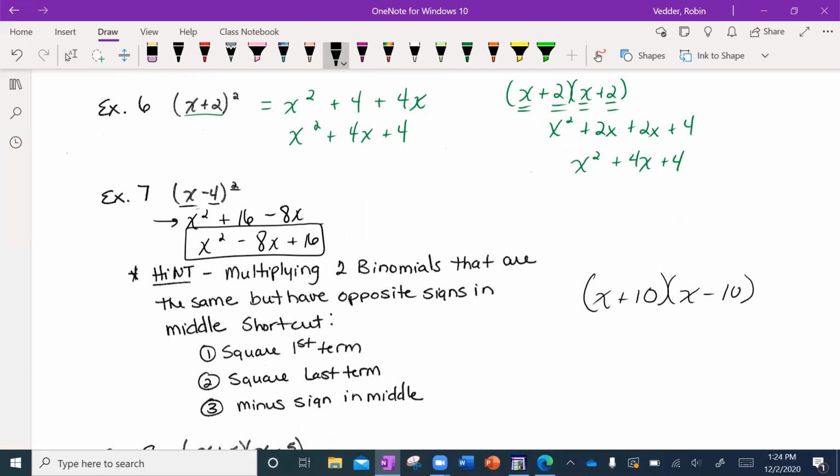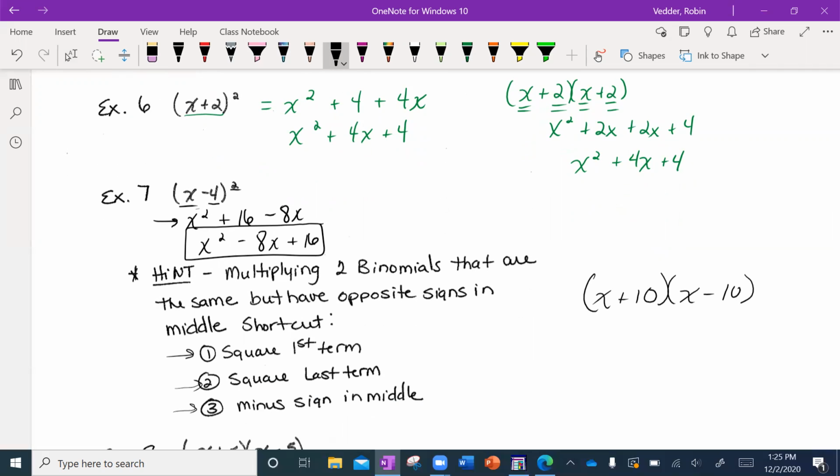Notice how we have x's and 10s. The only thing different about them is the plus and minus. We do call this the difference of squares. So when you have a difference of squares where you're multiplying the same exact thing minus the signs, you square the first term, square the last term, and put a minus sign in the middle.